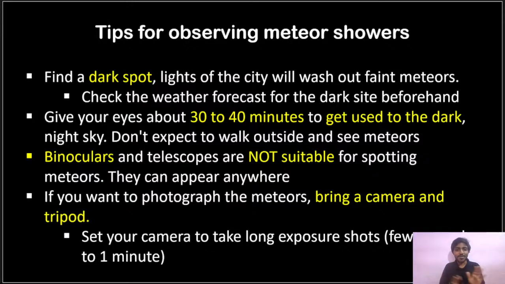Isolated from the rest of the population, so no problems related to the coronavirus even. And just lie down on the ground, set up your stuff, and just look at the sky. So going to a dark site would be really good for this.